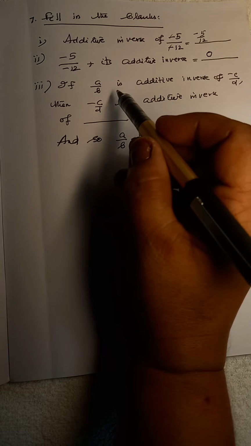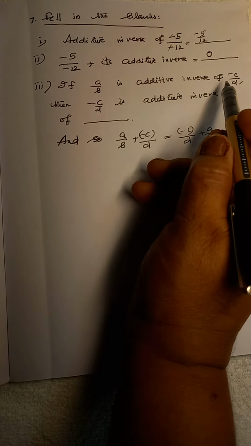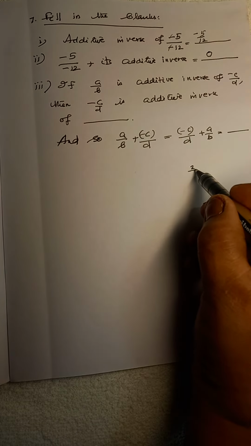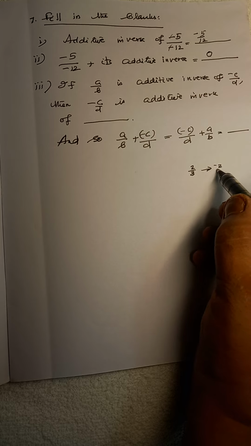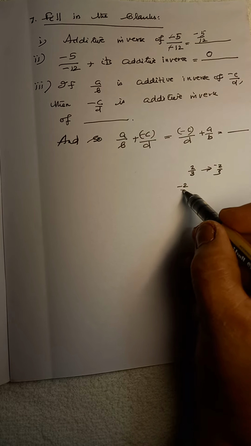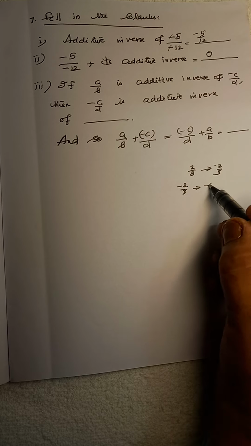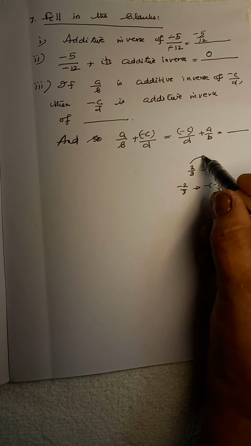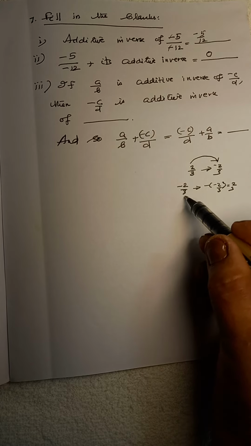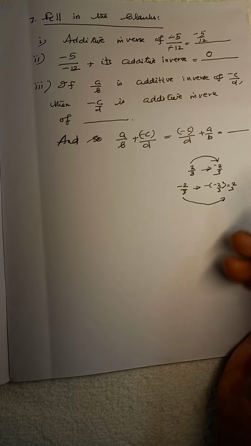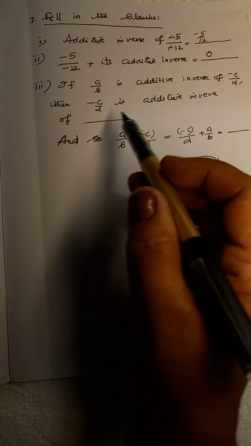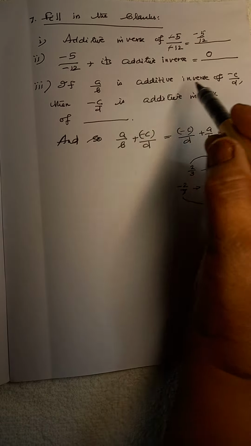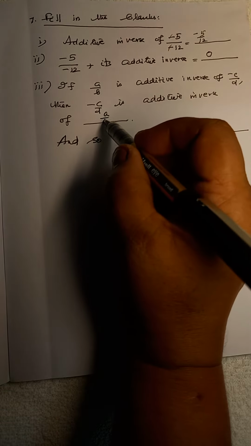Next one, third one is if a by b is the additive inverse of minus c by d, then minus c by d is the additive inverse of dash. For example, we take 2 by 3. Its additive inverse is minus 2 by 3. What is the additive inverse of minus 2 by 3? That is minus of minus 2 by 3, that is 2 by 3. So, additive inverse of 2 by 3 is minus 2 by 3. Additive inverse of minus 2 by 3 is 2 by 3. So, reverse. So, here also if a by b is the additive inverse of minus c by d, then minus c by d is the additive inverse of a by b.